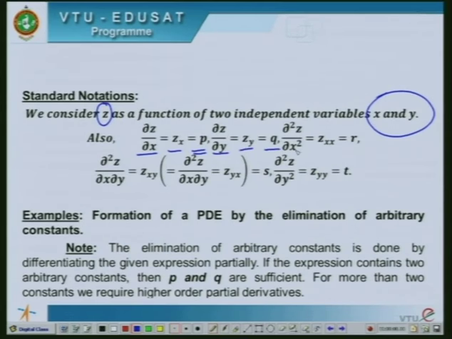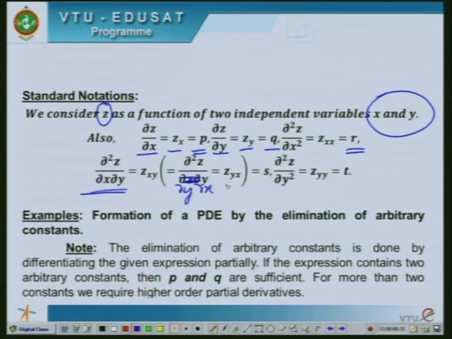The second order partial derivative ∂²z/∂x² is written as zxx, which is denoted by r. Then the second order partial derivative ∂²z/∂x∂y is equal to zxy, which is also the same as ∂²z/∂y∂x. This should be ∂y∂x.